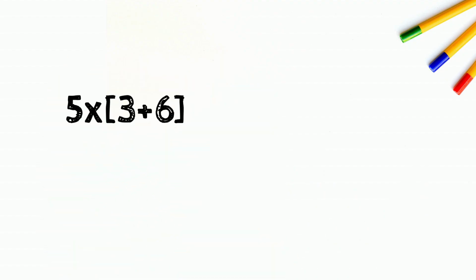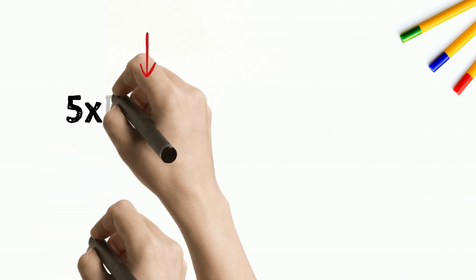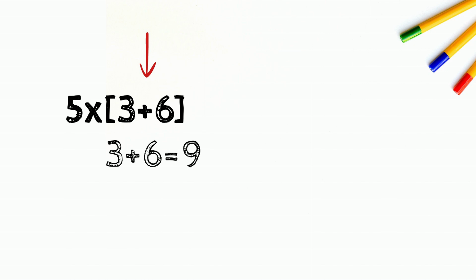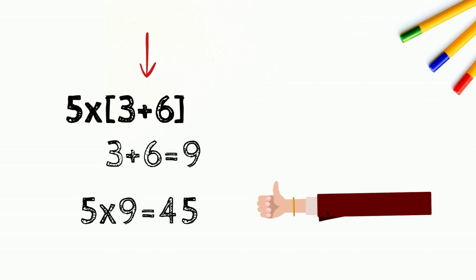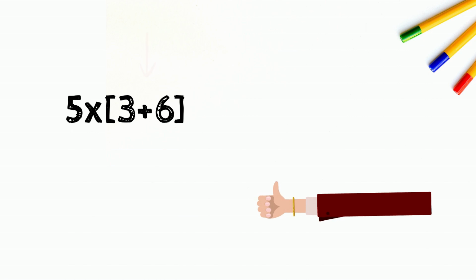Let's look at this problem, for example. Now, we know that the operation in the brackets comes first, which in this case is 3 plus 6, which equals 9. And then the next operation is 9 times 5, which equals 45. And we know for sure that this is the correct answer, because we have followed the rules for the order of operations.